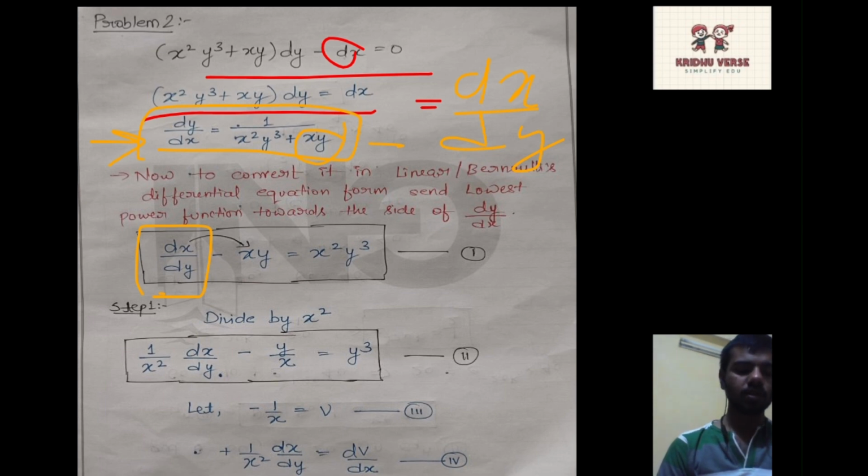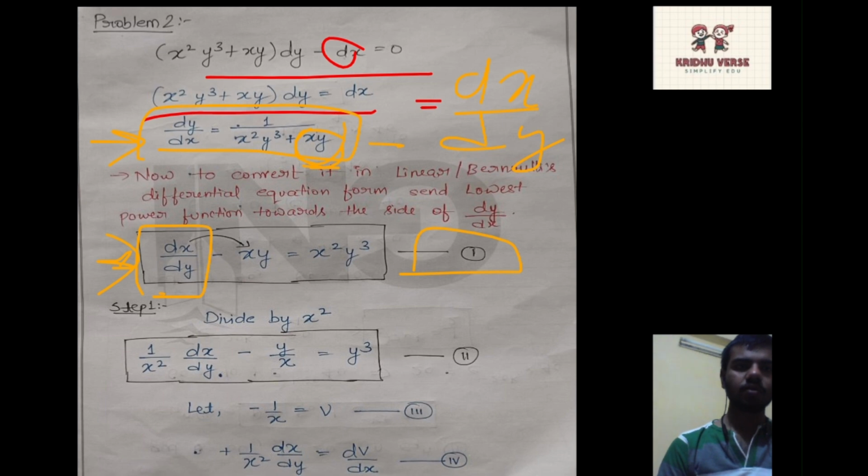So for that we did this reverse, dx over dy. Here you see dx over dy is minus xy, because this term came to the other side. The xy term came to the other side, so it became dx over dy minus xy equal to x square y cube. This one is left. This is our first equation, or we can say our linear differential equation. Now here this arrow mark is on x and x.